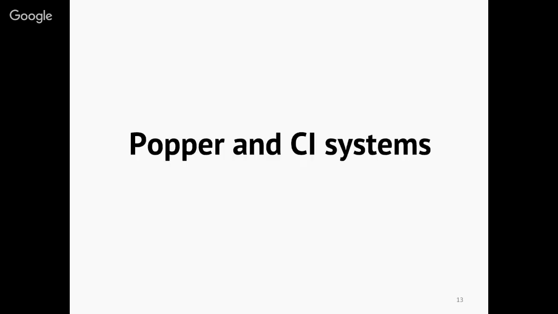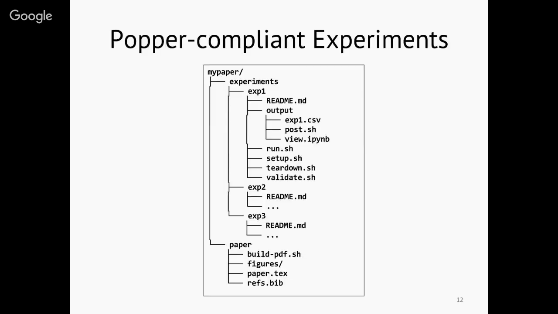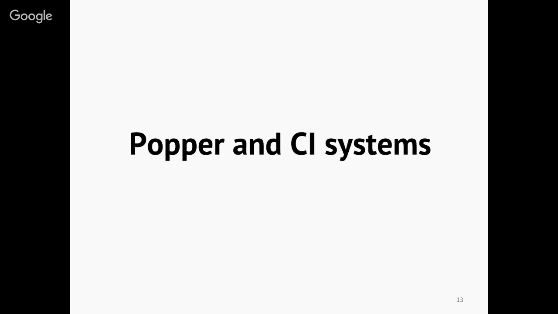And by having a convention on the structure of the file system contents, we can actually automate the execution of these experiments, which is what I'm going to talk about: how do we complement this experimentation protocol with continuous integration systems?